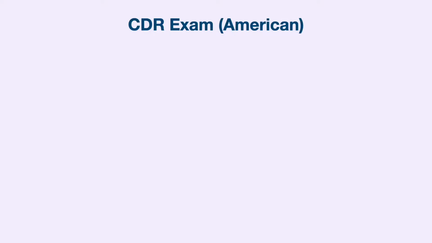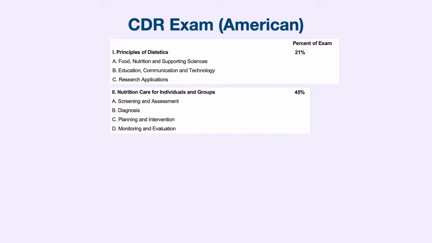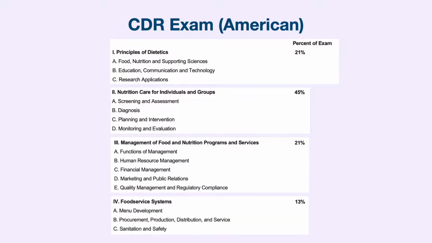For the American exam, their questions are going to be based on several domains. Principles of dietetics domain, nutrition care for individuals and groups, management of food and nutrition programs and services, food service systems. The prep guide for the American exam that I was talking about does include a long list of topics that can help you to prepare and gather all the information that you'll likely need.